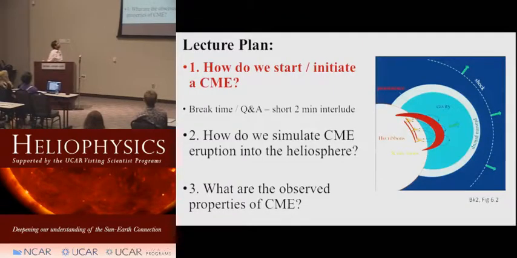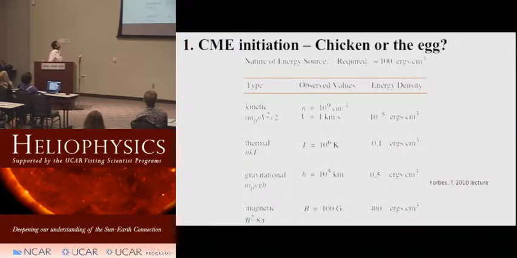Okay, so we'll start with some of the characteristics of initiating. I've called this the chicken or the egg problem, but let's first start with the general characteristics, some actual numbers, so we have a handle on what we're actually seeing in the Earth and at the Sun.